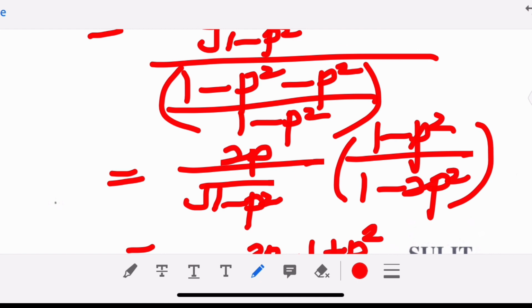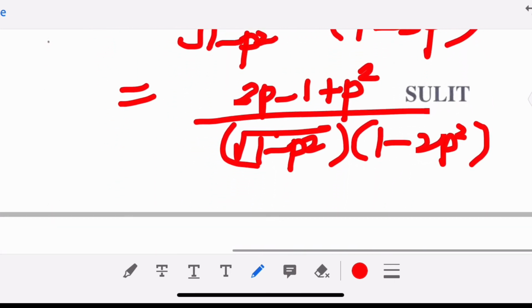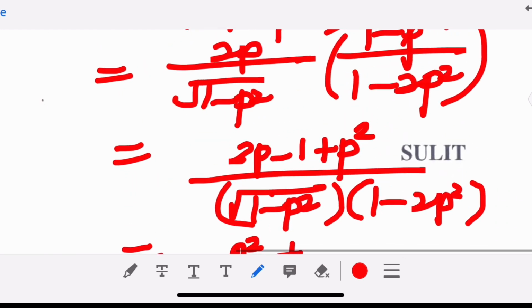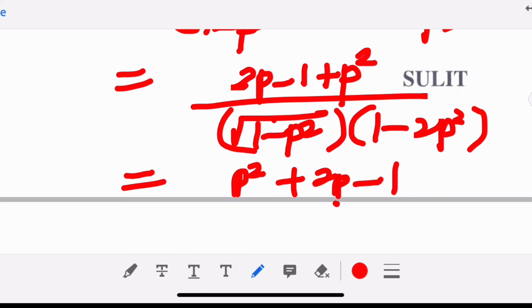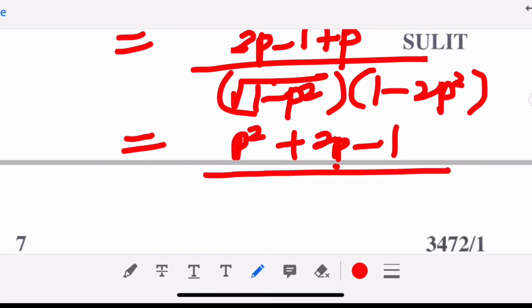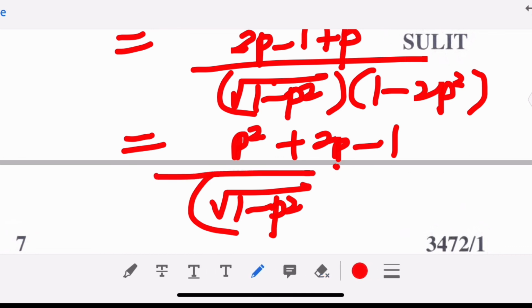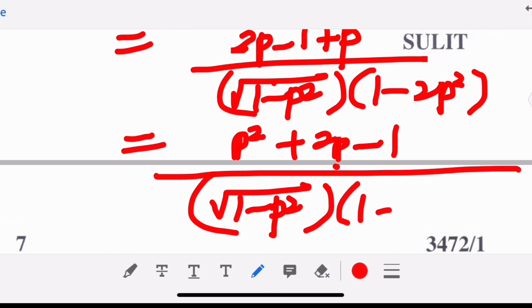Alright, that is the answer for question number 4, which is a bit complicated. Finally, the answer is 2p over the square root of 1 minus p squared times 1 minus 2p squared. So you can write your answer as 2p over the square root of 1 minus p squared, then 1 minus, be very careful, 2p squared, right? This is the answer for the trigonometric question, which is a bit complicated.